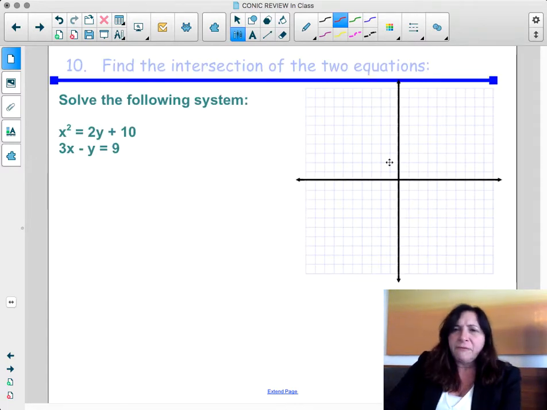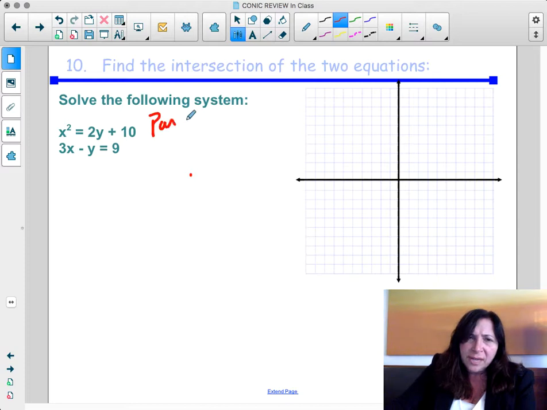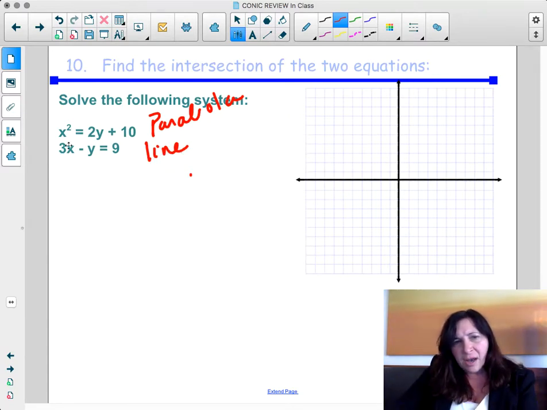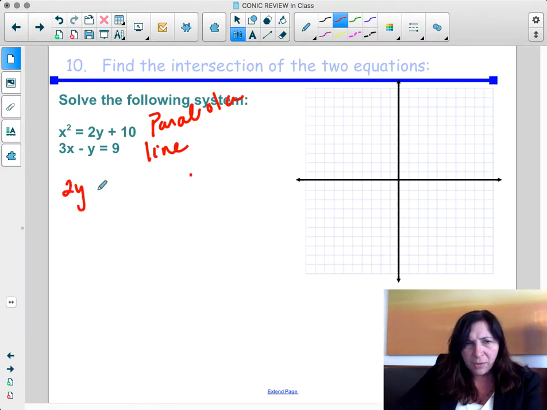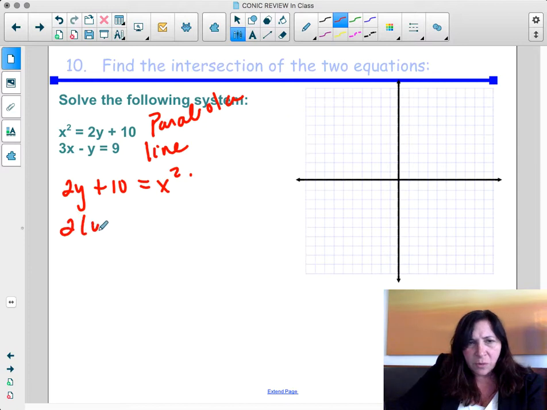Now we have: find the intersection of the 2 equations. So we're trying to solve the system. This is a non-linear system, but however, we are using a line. This first equation looks like a parabola. This equation is a line, and our job is to find the intersection of those. This graph right here, I'm going to rewrite that. That's going to be 2y plus 10 equals x squared, 2 times the quantity y plus 5 equals x squared.